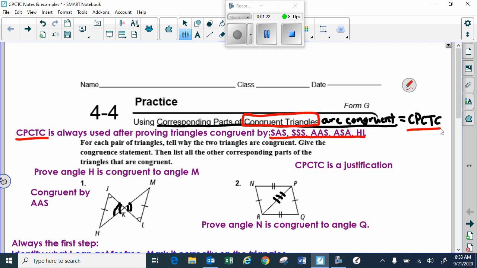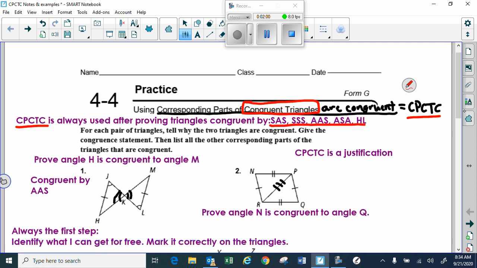Now, usually you only have to identify one other piece, but you could identify every other piece, the other 3 pieces. Remember, in proving the triangles congruent, you're only identifying 3 pieces of the 6, right? We have 2 sides and an angle for SAS. That means you still don't have another side and you don't have the other 2 angles. Here we have SSS, we have 3 sides, but we don't have the 3 angles. So you can identify any of the other corresponding parts congruent by CPCTC after you have proven the 2 triangles congruent by one of those 5 ways.